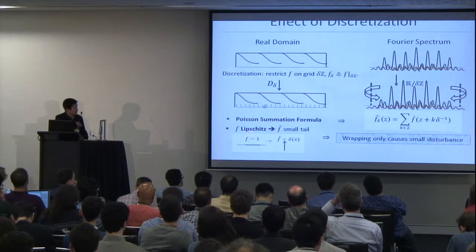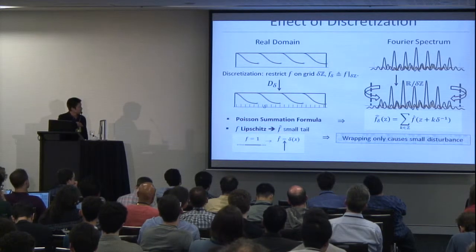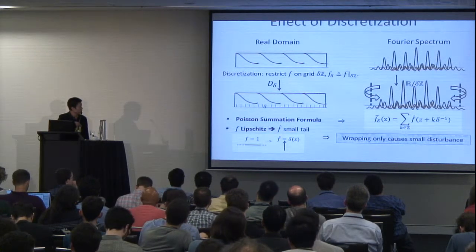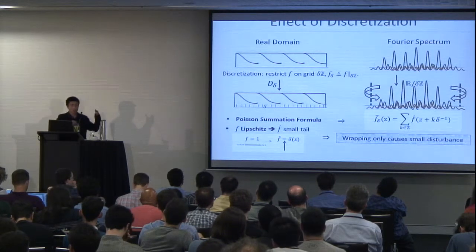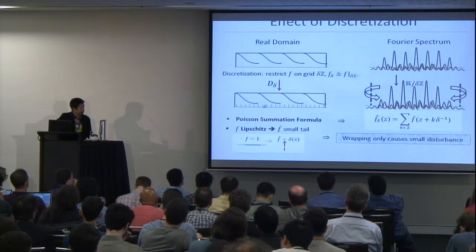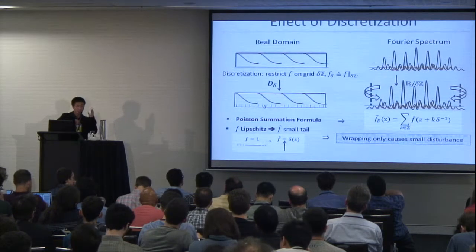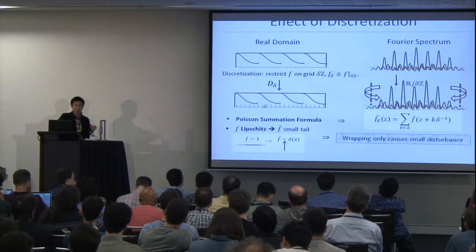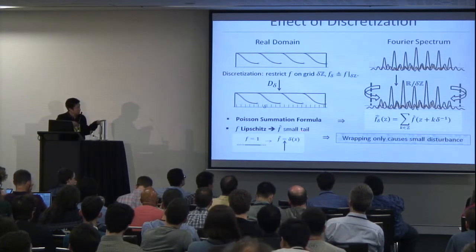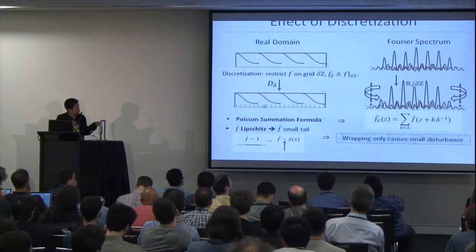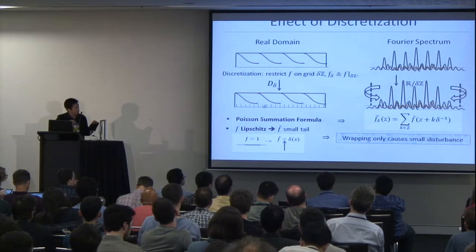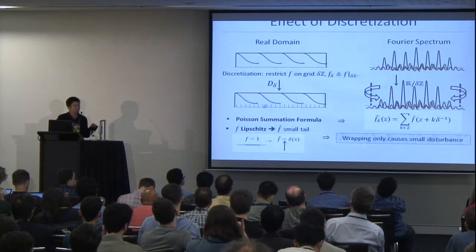But fortunately, we have the Lipschitz property. It saves us. A Lipschitz function will have a small tail in the Fourier domain. As you can see in this example, let's consider the constant function, which is perfectly Lipschitz. Its Fourier transform is perfectly concentrated at the origin. This is just an extreme example, but you can try a couple more to convince yourself. As a result, because of this small tail, we can pick a fine enough grid so that wrapping only causes a small disturbance in the Fourier domain. So the Fourier spectrum is pretty much preserved.